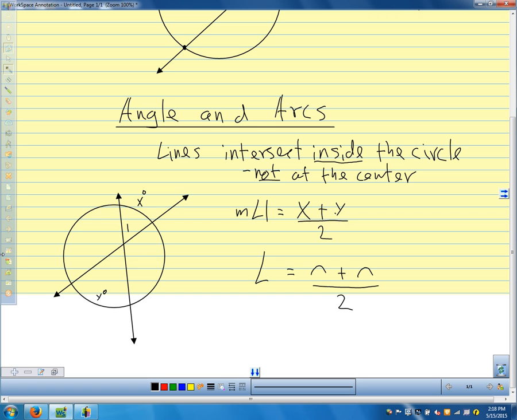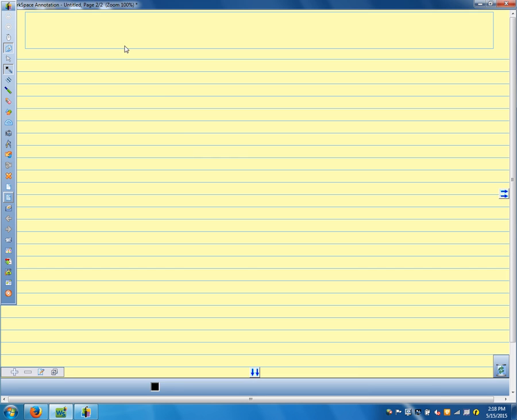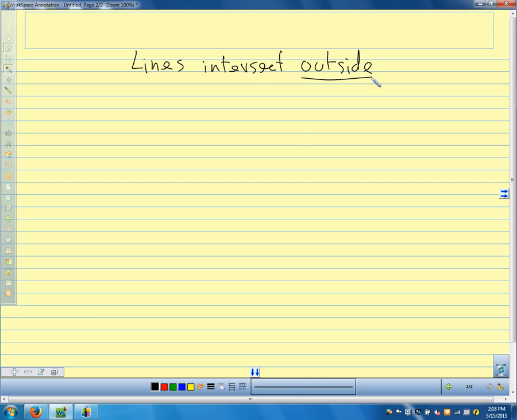All right, the next thing we're going to talk about is angles where the lines intersect outside the circle, and that can happen in several different ways. So we have three possibilities here. I'm going to draw three circles.